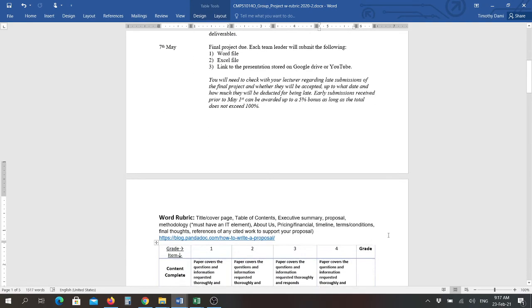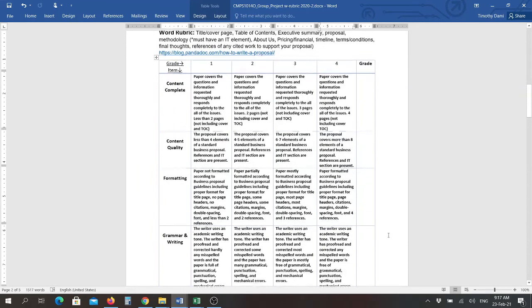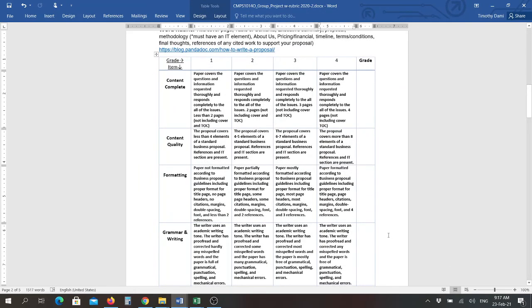The important thing here is that everybody watches this video, everybody reads this rubric and uses the rubric as a guide. And again, before you submit anything, go through and make sure that your proposal meets all of the elements of the 4. Because if it does not, then you can't expect to get a 4, right?